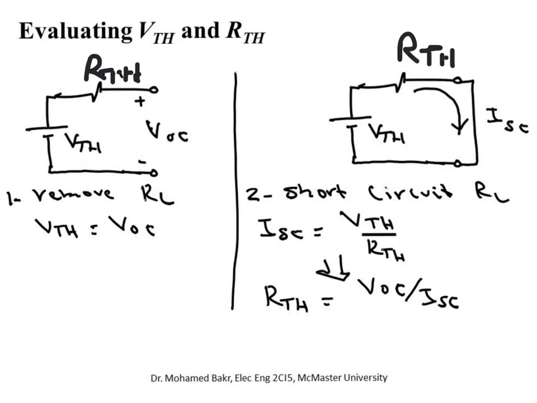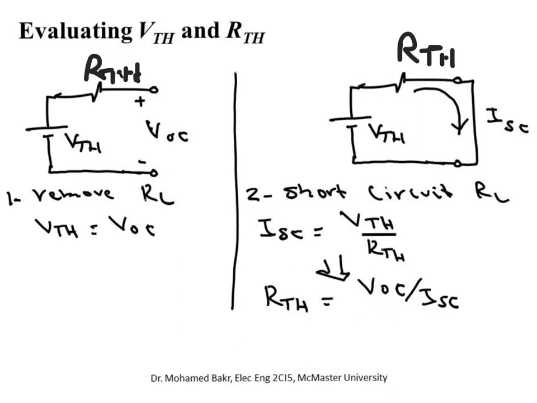Now, how do I determine R Thevenin? This also you can do in the lab. You create a short circuit between these two terminals, so get rid of RL and create a short circuit. In this equivalent circuit, the current flowing will be V Thevenin over R Thevenin. So I short circuit here is equal to V Thevenin over R Thevenin. If I already calculated V Thevenin, I can simply say that R Thevenin is the open circuit voltage divided by the short circuit current.